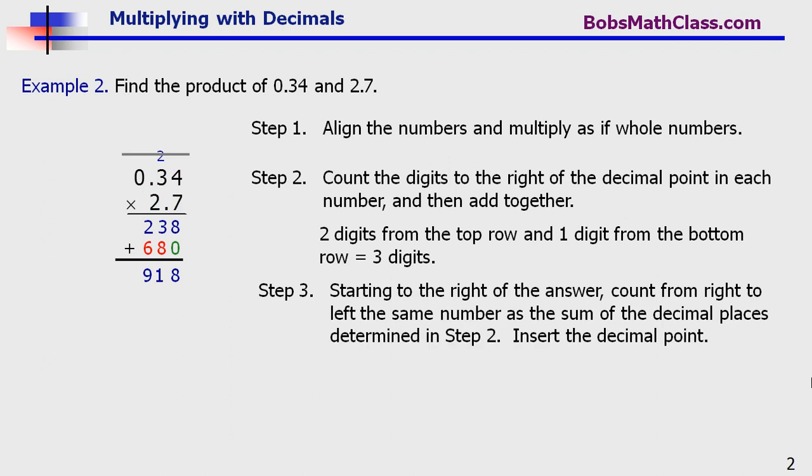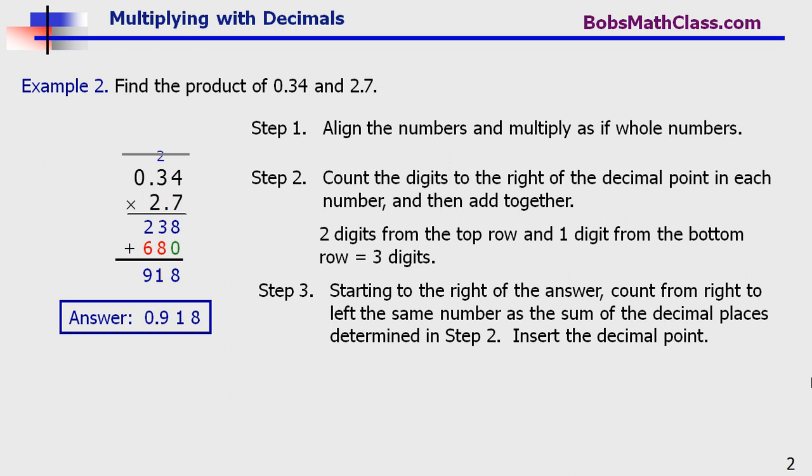Okay, so here's our last step. Starting to the right of the answer, count from right to left the same number as the sum of the decimal places determined in step 2. Then insert the decimal point. So we have to just move it over 3 places. The answer will be 0.918. If it was 4 places, we'd have to add a 0, but we don't have to add a 0 this time.